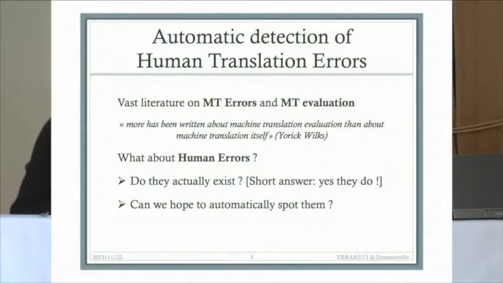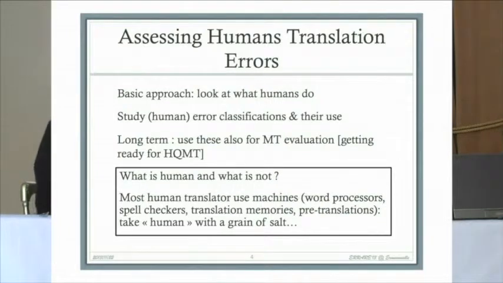So when we started this project, we looked at the issue of errors in translation. And of course, as Michel said, there is a huge literature on errors in machine translation. But when you try to look at human errors, I mean, you sometimes even wonder if they exist. When you speak to human translators, they would say, OK, machine translation is bad, but human translation is good. So the first question we had to solve is whether these human errors actually exist. And the answer is yes, they exist. And the next question, if they exist, is can we develop tools to spot them automatically? So we started looking at human translation errors.